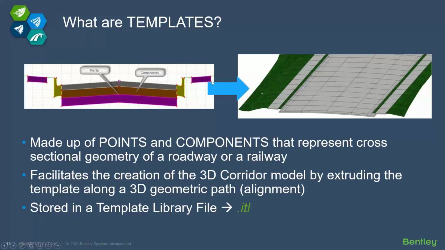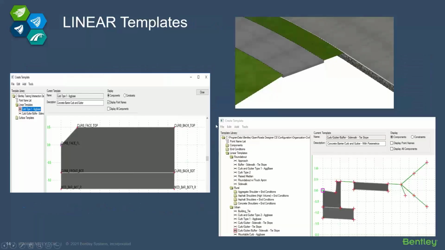But if you see here on the right side or even on the left side, sometimes you may need to just model the grading on the outermost boundary of your site or even your roadway. From there, you can now use what we call linear templates. It could be as simple as a curb, or maybe a curb and gutter with a sidewalk, and even this green line that you see here is what we call the end condition, or the cut or fill.